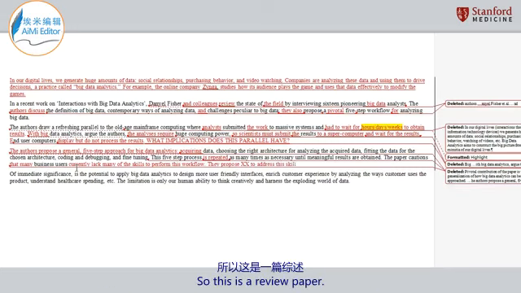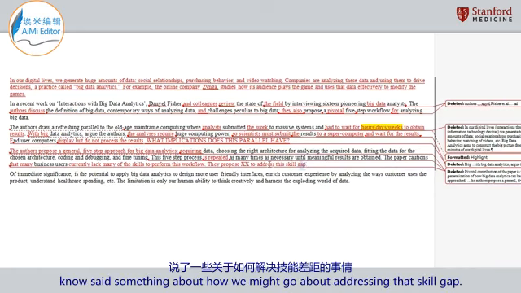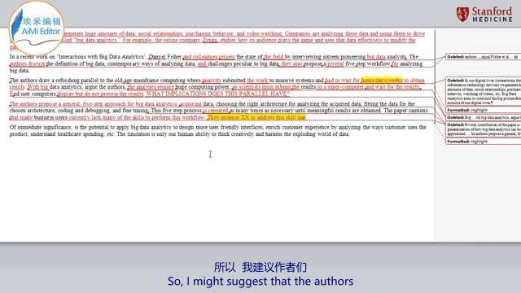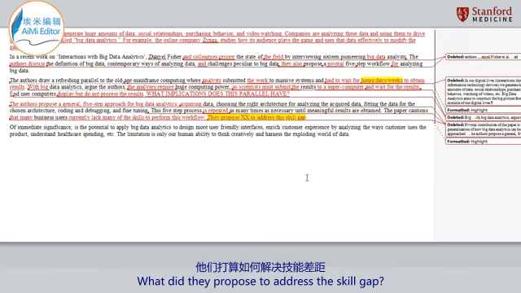So this is a review paper. I'm assuming that the authors of this review paper maybe said something about how we might go about addressing that skill gap. So I might suggest that the authors add something in there. They propose something XX to address this skill gap. What did they propose to address this skill gap?